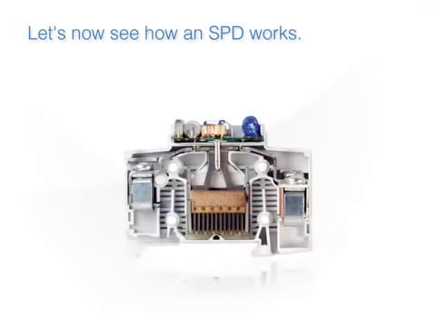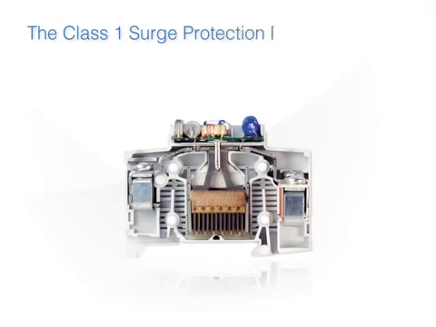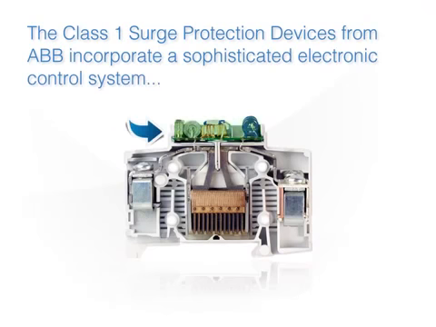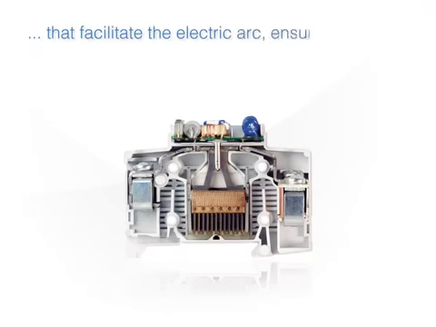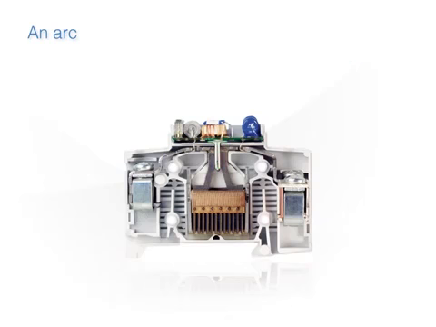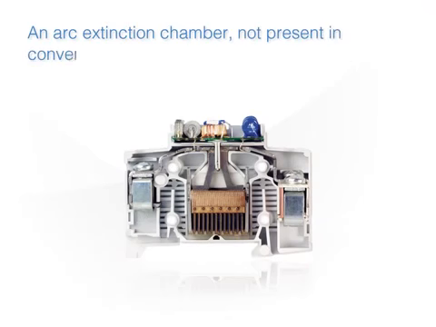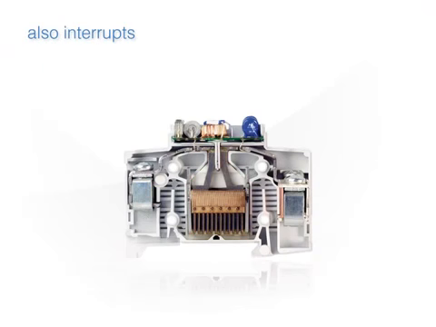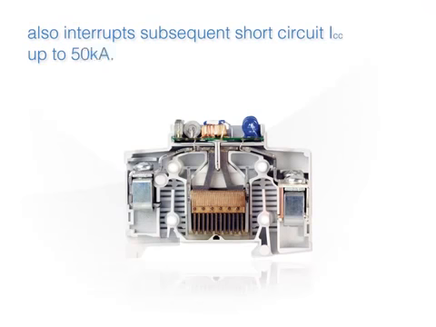Let's now see how an SPD works. The Class 1 surge protection devices from ABB incorporate a sophisticated electronic control system that facilitates the electric arc, ensuring an optimized level of protection from the SPD. An arc extinction chamber, not present in conventional spark gaps, also interrupts subsequent short-circuit currents up to 50 kA.